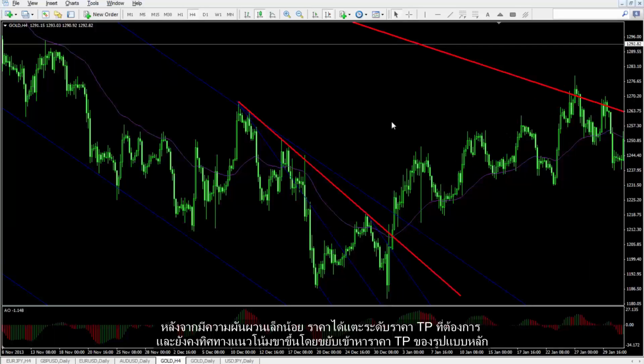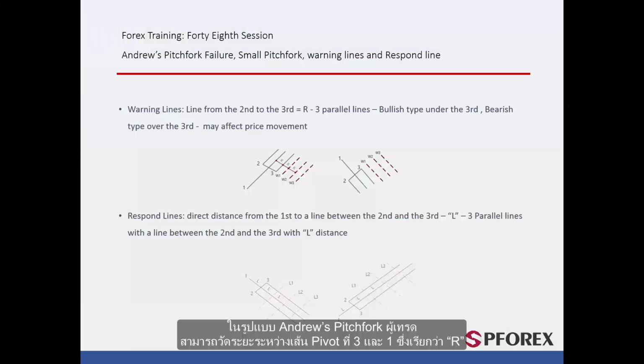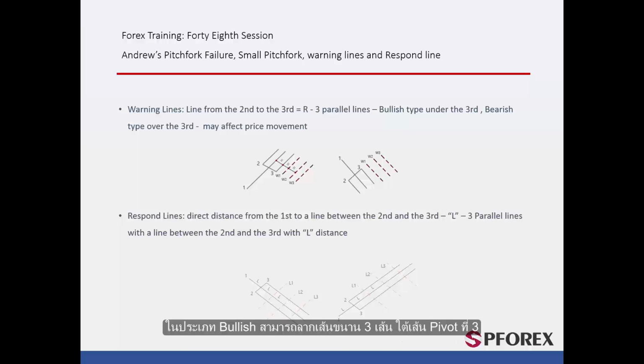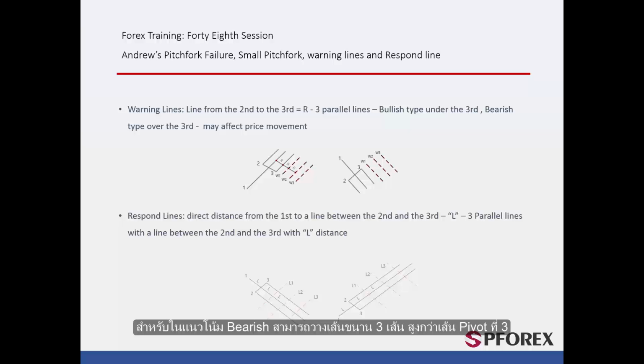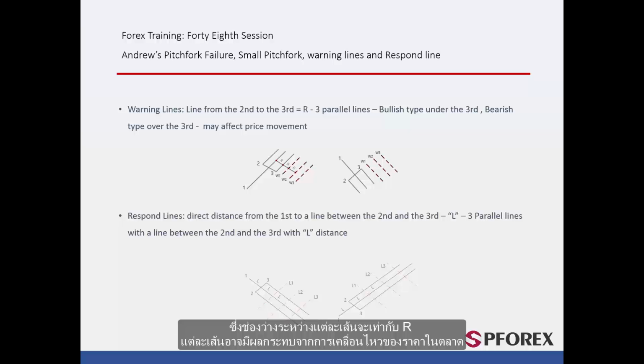Warning line. In an Andrew's Pitchfork pattern, a trader can measure the distance between the third and the first pivot lines, called R. In a bullish type, 3 parallel lines can be drawn under the third pivot line. In a bearish type, 3 parallel lines can be placed over the third pivot line. The gap between each line equals R. Each line may have considerable effect on a market price movement.